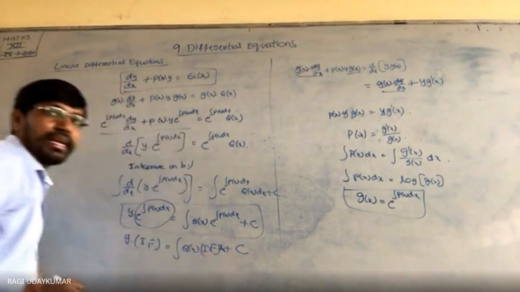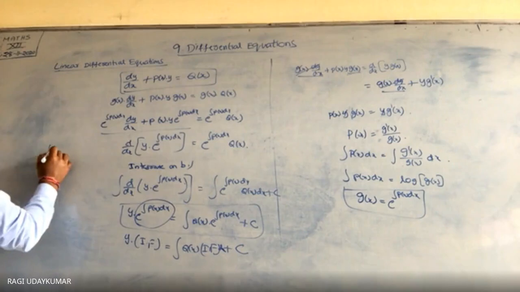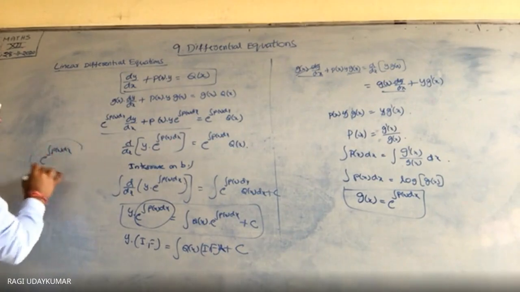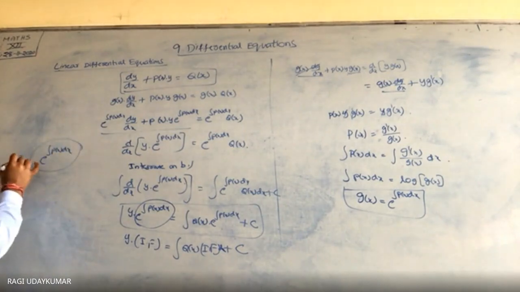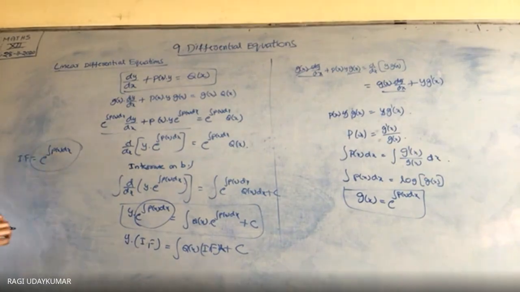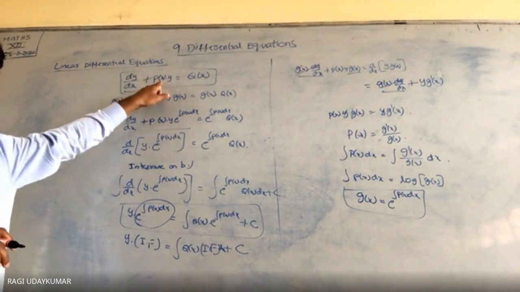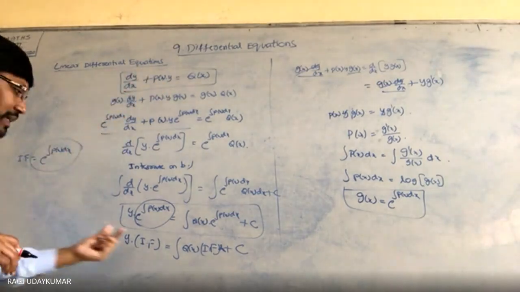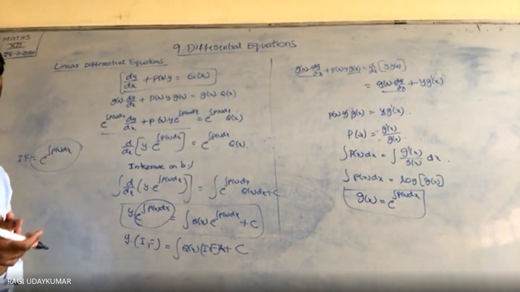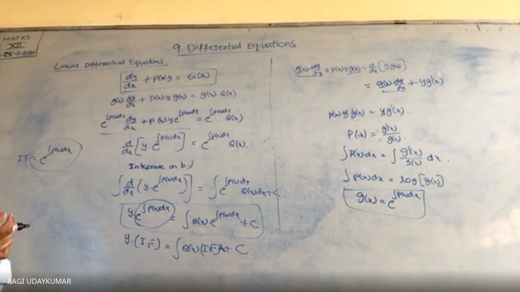How to find out the integrating factor? e to the power integration of p of x dx is the integrating factor. Integrating factor is e power integration of p of x dx. You have to integrate this p of x dx, and whatever you get should be replaced here. That is the general solution of the given differential equation.